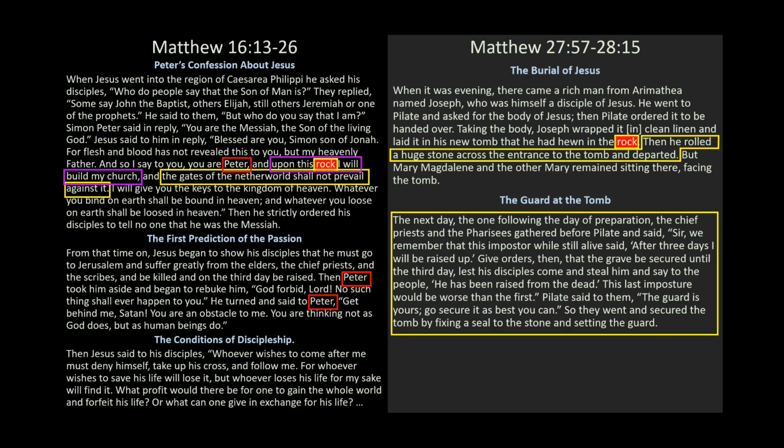After 3 days I will be raised up. Give orders then, so that the grave be secured. Again, you've got the Pharisees and the chief priests, and they're going to make sure that gate doesn't open. So this is the idea, right? Secured until the third day. The disciples come and steal them and say to the people, He's been raised from the dead. This last one, okay, the guard is yours. Secure it as best as you can. They went and secured. Secured.